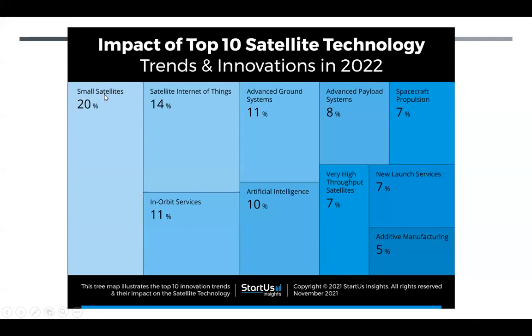So small satellites, its impact is 20%. Satellite IoT, it's 14%. Advanced ground system, it's 11%. AI, it's 10%, right? So each and every one has some kind of impact on the top 10 satellite technologies.